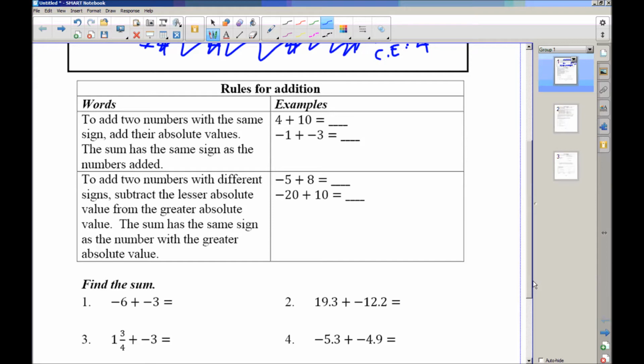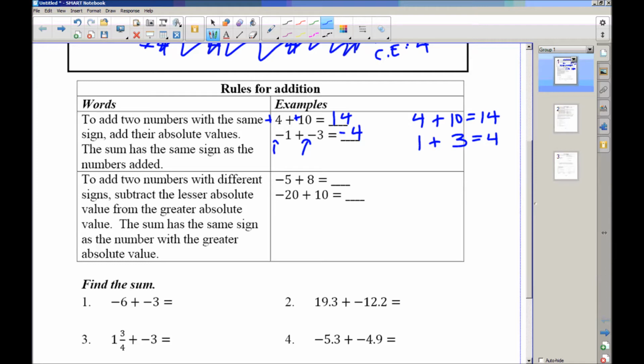So if we add two numbers with the same sign, then you add their absolute values, and the sum has the same sign as the numbers added. Okay? So for instance, the absolute value of 4 is 4, the absolute value of 10 is 10, so it's going to be 14. Both of them had positive for their sign, so our sign for the answer is also positive. Okay? So for the next one, the absolute value of -1 is 1, the absolute value of -3 is 3. You add them together for 4. And then you keep the sign, so since both were negative, we make our answer be -4. Okay? All right, two numbers with different signs.